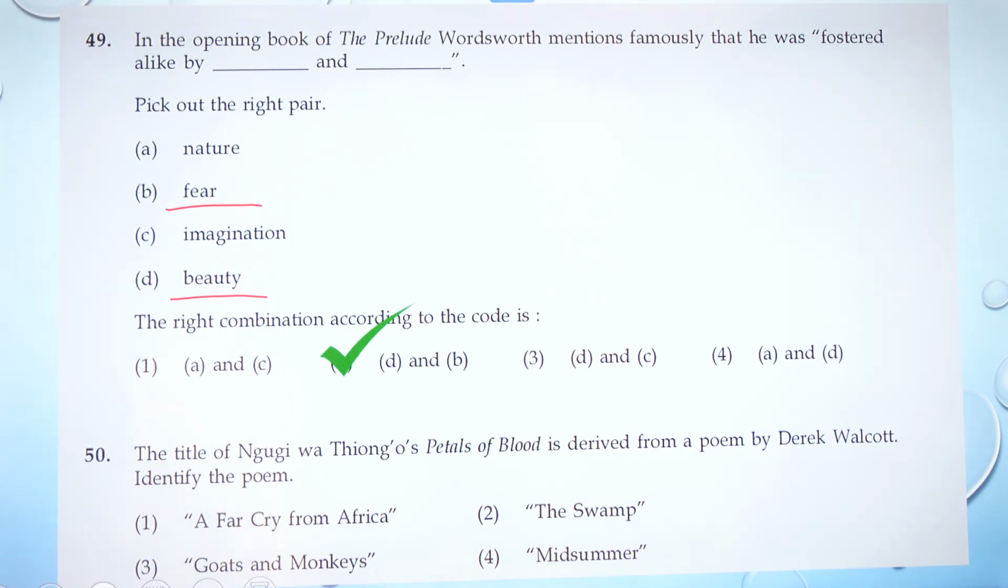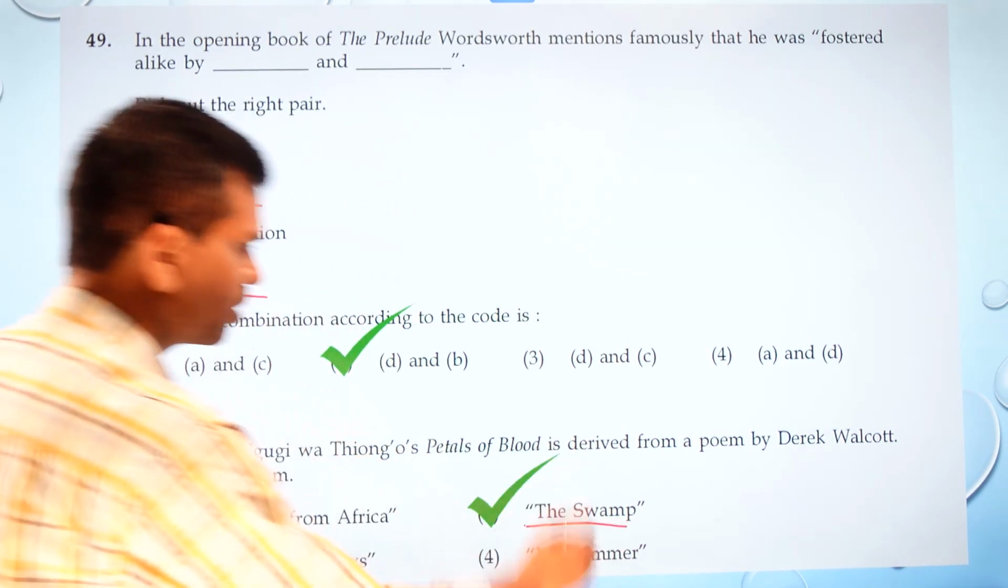And the last question, the title of Ngugi wa Thiong'o's Petals of Blood is derived from a poem by Derek Walcott. Identify the poem. Number 1 A Far Cry from Africa, number 2 The Swamp, number 3 Goats and Monkeys, number 4 Midsummer, and the correct option is number 2 The Swamp. So this is taken from The Swamp.